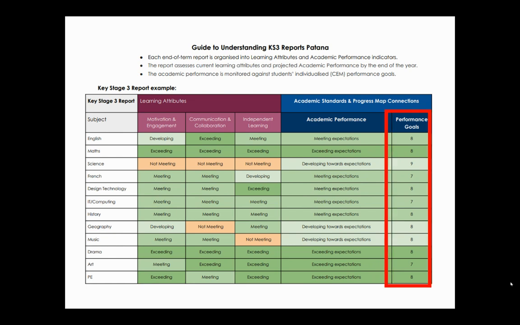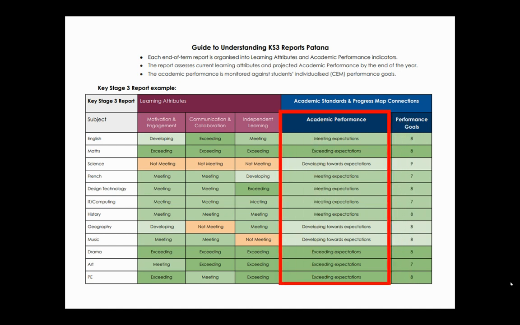The next column we will look at is academic performance. Here we see a comment from each subject teacher's assessment. This is their best judgment on whether individuals are on track to achieve the performance goal by the end of the academic year. There are three indicators that the teacher may use to comment on their learning journey.